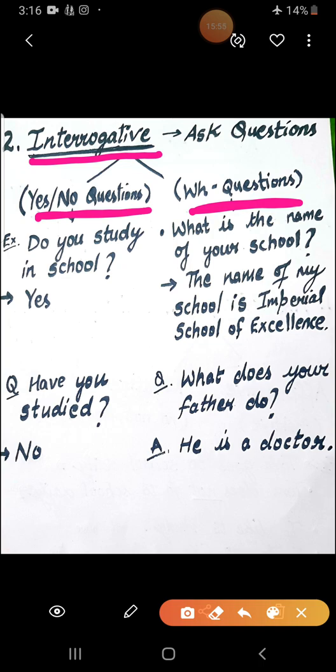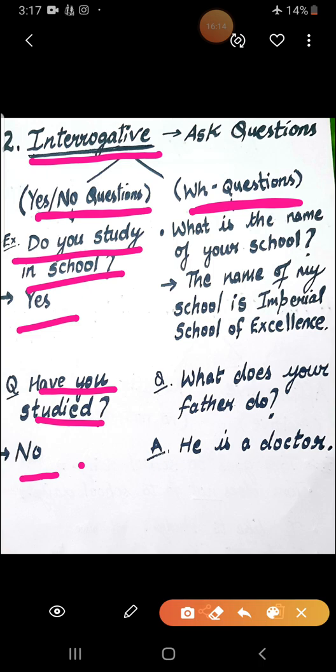Like if I say, do you study in school? This example, do you study in school? So you people will say yes. But if someone asks me, what will I say? No. Then next example, you can see, have you studied? What will you all say? No, because I know you people are not studying that much. Make it yes. Try to make it yes.